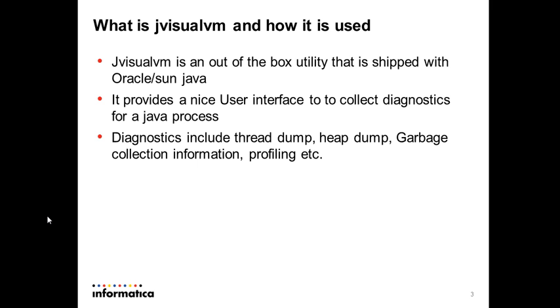jvisualvm is an out-of-the-box utility that is shipped with Oracle or Sun Java. It provides a nice user interface to collect diagnostics for a Java process. These diagnostics include thread dump, heap dump, garbage collection information, profiling, etc. And where do we find jvisualvm? It's located under the Java bin directory of a Java installation.